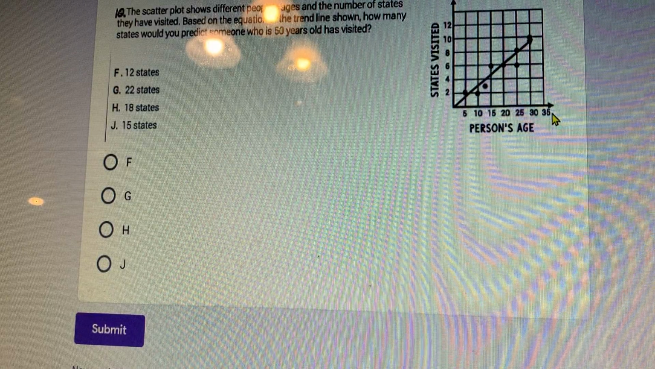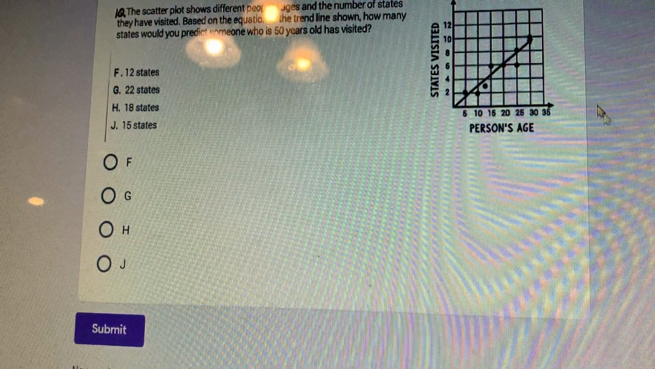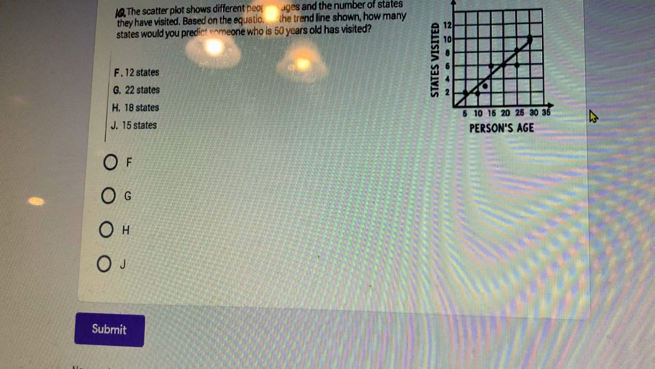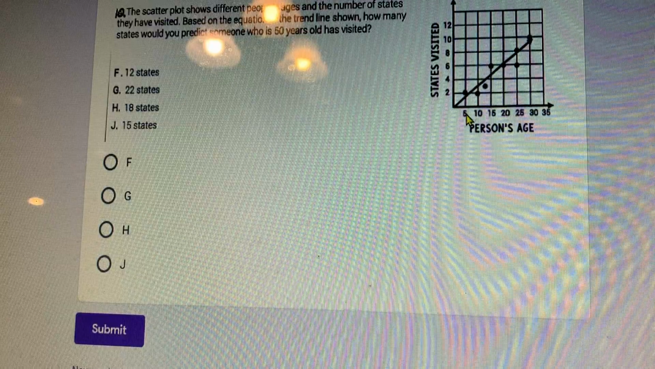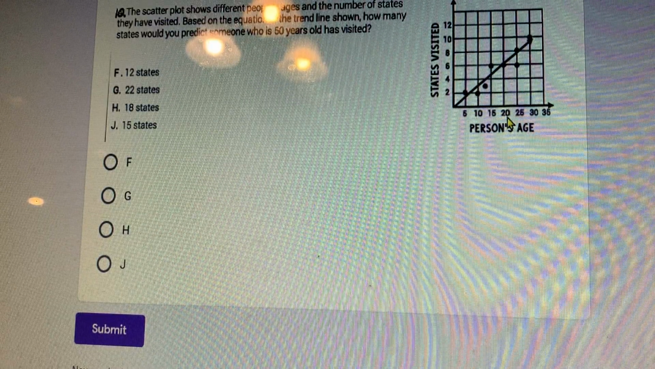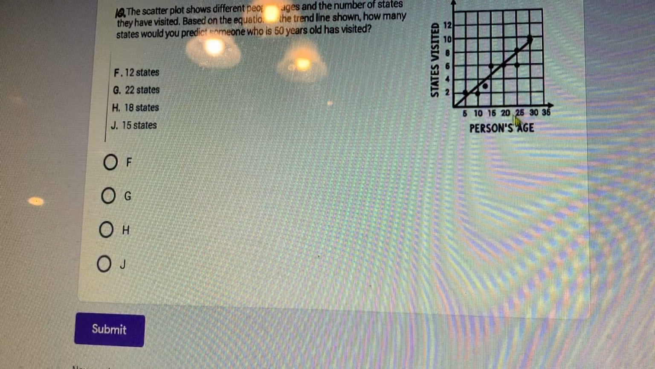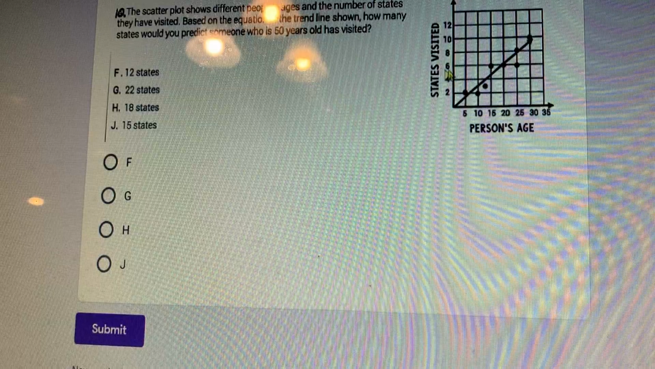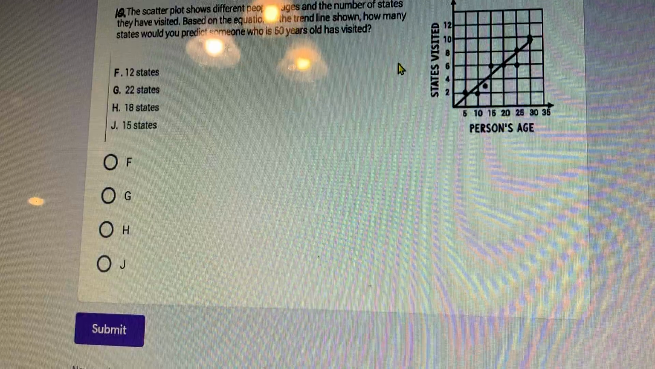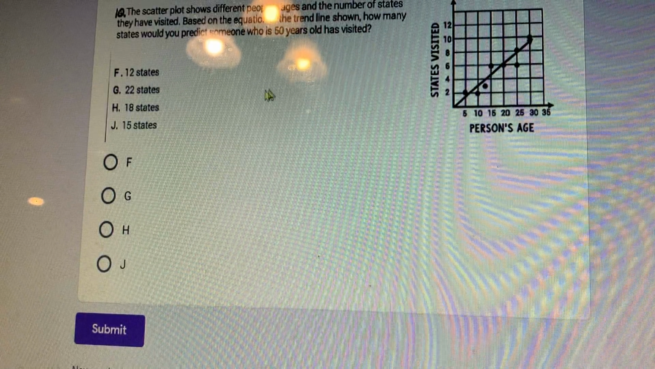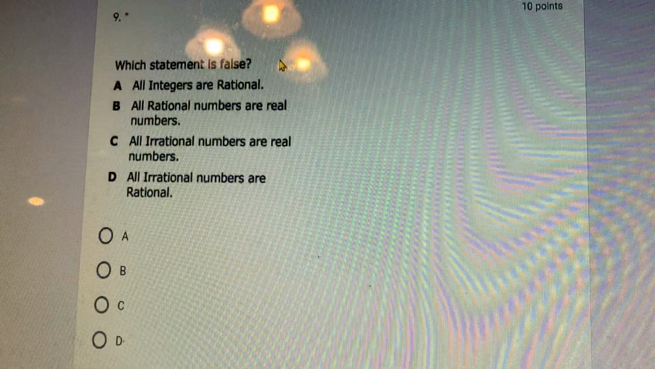So if we look at it, 50 years old would probably be about out here. So we know it's not 12. You can get an average of, at 20, they're about 6. So that's 20, about 6. So 40 should be about 12, and so forth. Okay, find your slope of that line and figure out where 50 would be. That's it for your warm-up. Good luck.